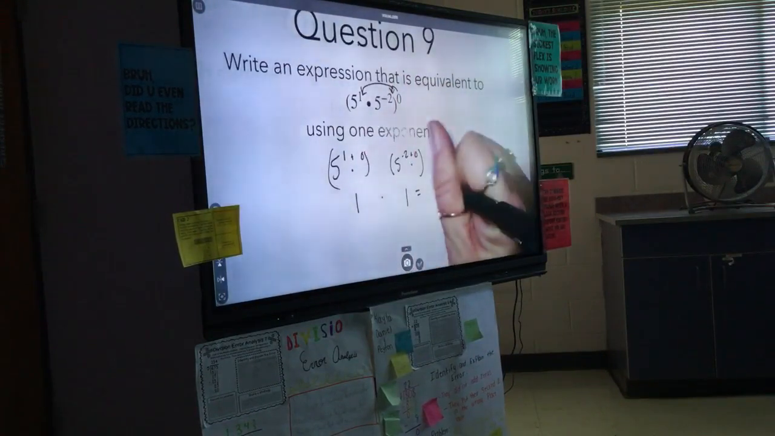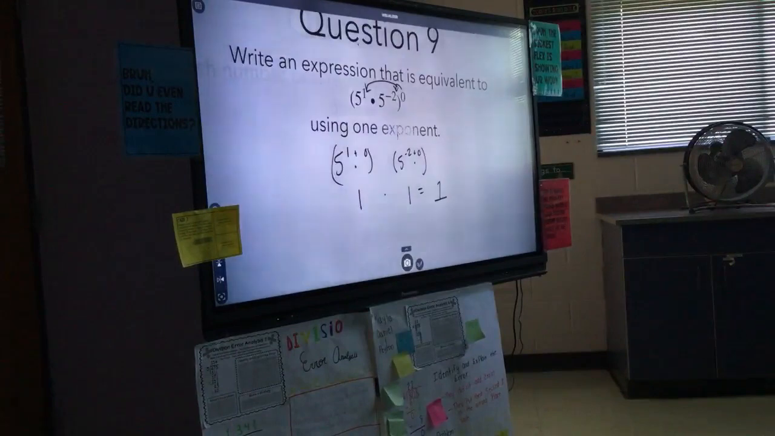No matter what you do, your answer is always 1. So it's 1 all the way across the board. Does that make sense? Whenever you see something to the 0 power, that part is always going to be a whole 1, even if it's on the inside.